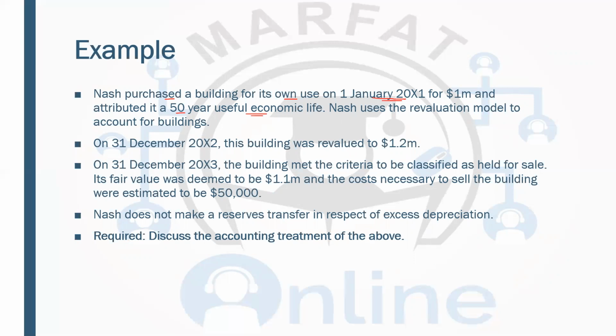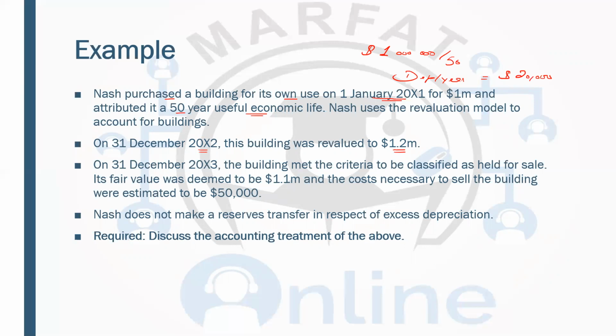Now we can calculate the depreciation. So it's 1 million, that is the 10 lakh, divided by 50. So the per annum depreciation is 20,000. So 1 million divided by 50, the depreciation per year is $20,000. On 31st December 20x2, this building was revalued to 1.2 million.